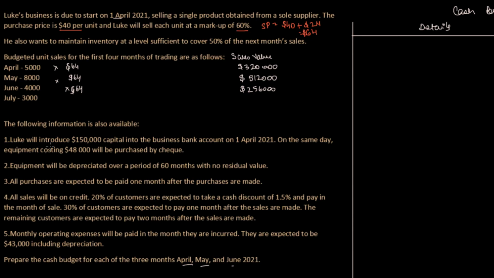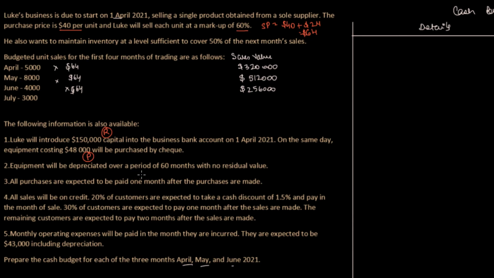Okay, let's read further. Luke will introduce 150,000 capital into the business bank account. This is clearly a receipt for the business. So we will put this under receipt. On the same day, equipment costing 48,000 will be purchased by check. So this is clearly a payment because it will be paid by check, the entire amount. Sometimes it can happen that they buy an equipment but it's on credit. That will not appear in the cash budget. Only actual receipts and actual payments.